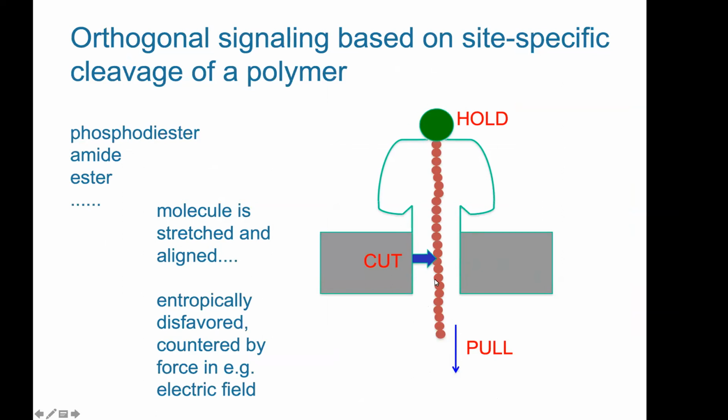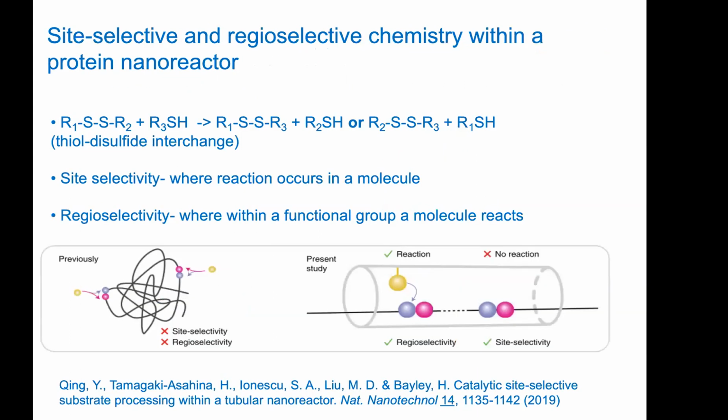We put this molecule, which I'll tell you what it is in a moment, into the pore and hold it at the top, and then cut it specifically so this part of the molecule goes across the membrane and transmits a signal. Now, we started off trying to cut phosphodiester, amide, and ester bonds. That turns out to be very difficult to do, but we ended up in the end doing this with disulfide bonds. So the idea of the chemistry is to have a disulfide, cleave it with a thiol.